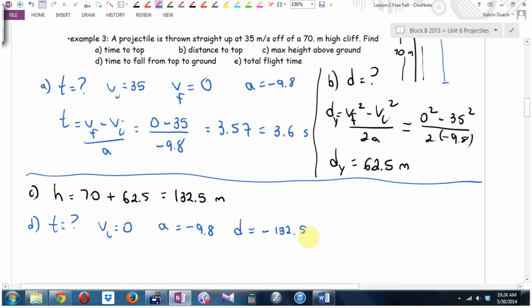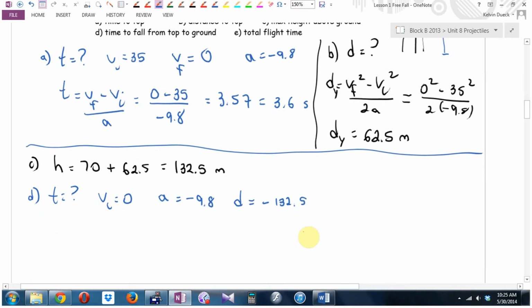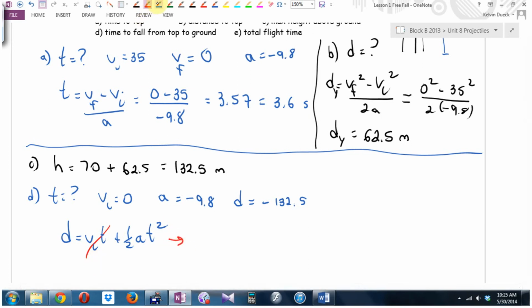So I'm looking for an equation that has T, VI, A, and D in it. This one? D equals VIT plus a half AT squared. Okay. So really, what I have is this: D equals AT squared. And instead of the 1/2 in the front, I'll put it on the bottom, because that looks a bit cleaner. It's AT squared over 2.